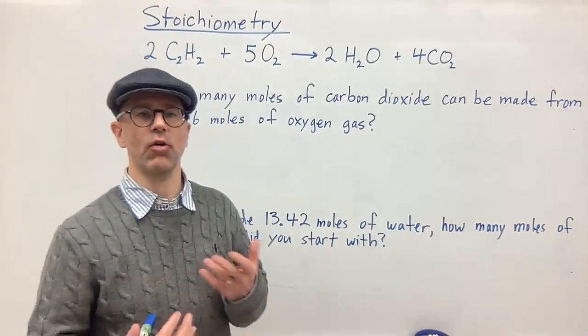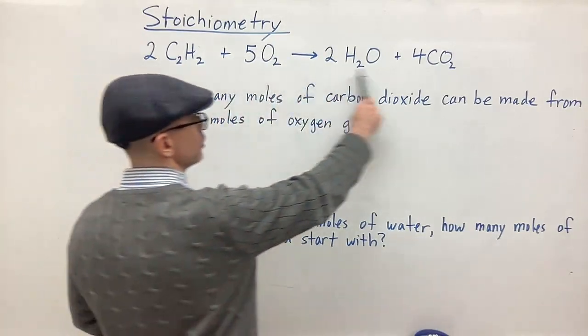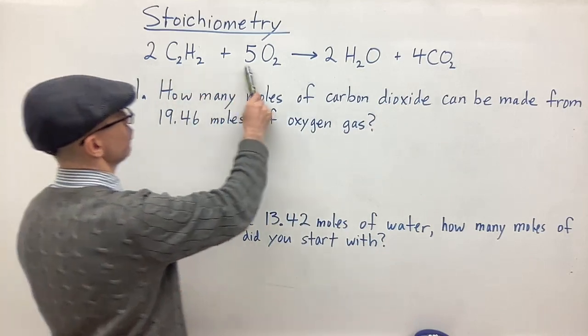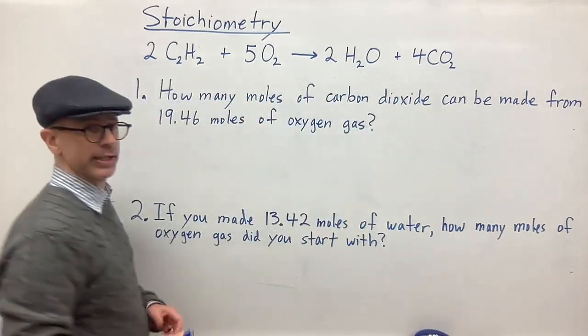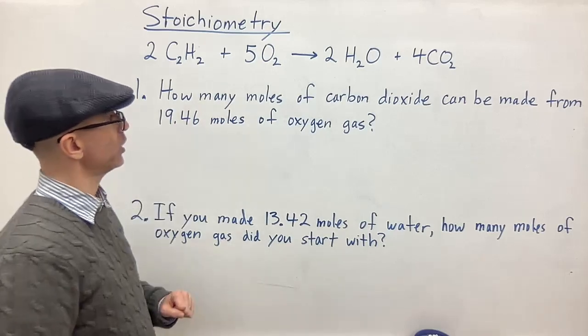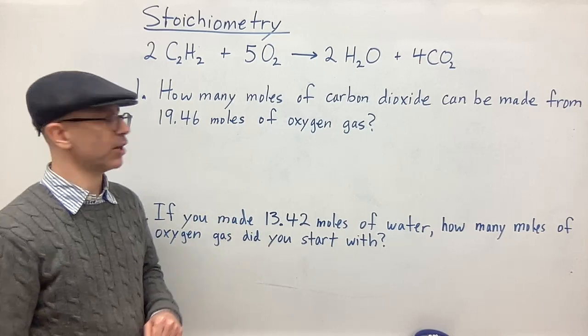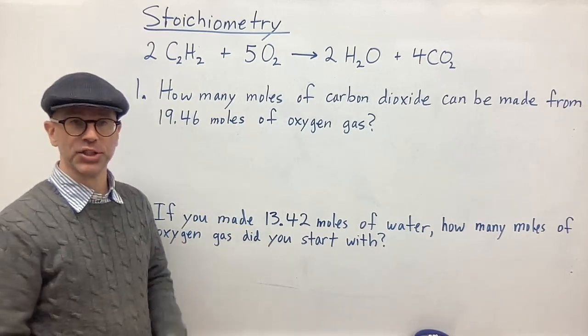Okay, so let's go over a couple of examples. So here I have my balanced chemical equation. I've got the coefficients here, and so let's use the coefficients and see how we can use this balanced equation to convert from one substance to another using the mole ratio.